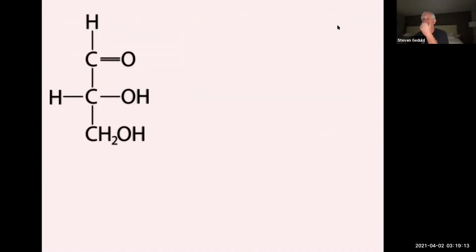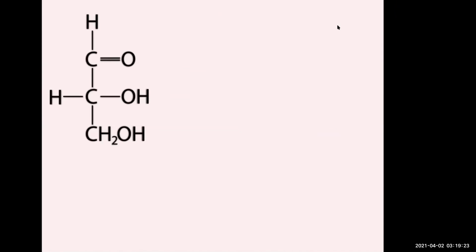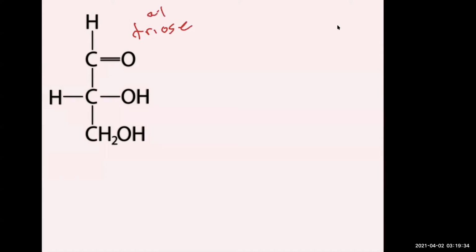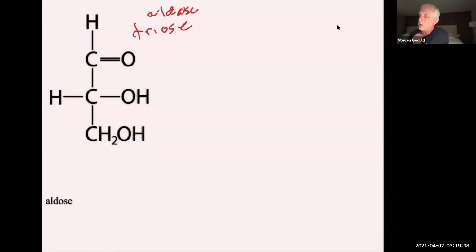Okay, so look at this thing. How many carbon atoms are in the structure? Three, it's a triose. And is it an aldehyde or ketone? Aldehyde. So it's an aldose. We said it's a triose, so it's an aldotriose.